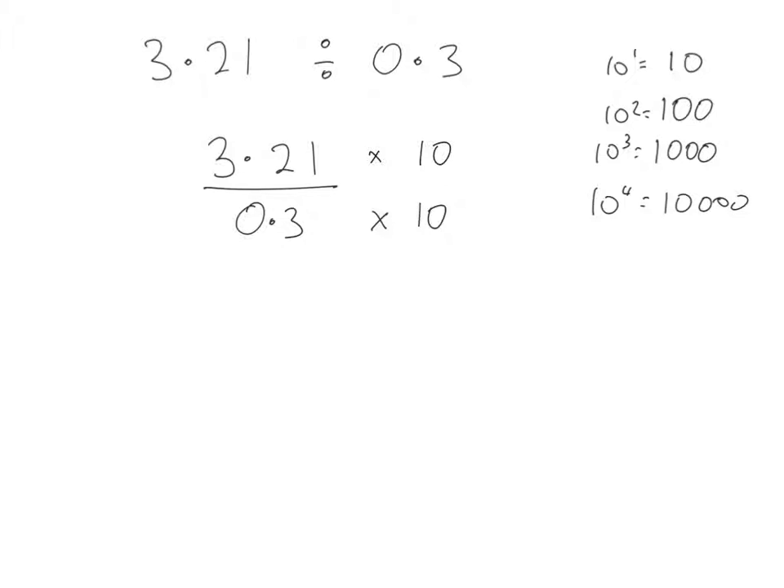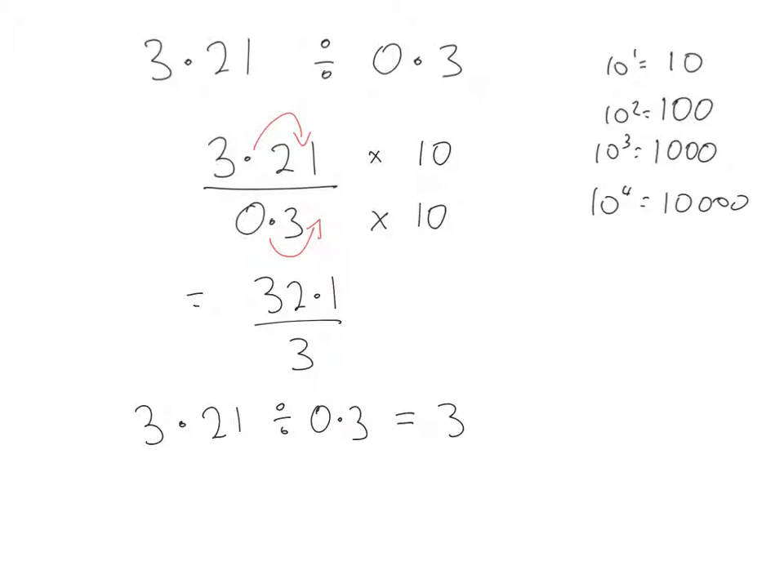So 3.21 times 10 over 0.3 times 10 will give me the decimal point moving once and the decimal point moving once, leaving me with 32.1 over 3, like so. So to make it really clear to you, what I'm saying is that 3.21 divided by 0.3 is the same as 32.1 divided by 3. It's the same.